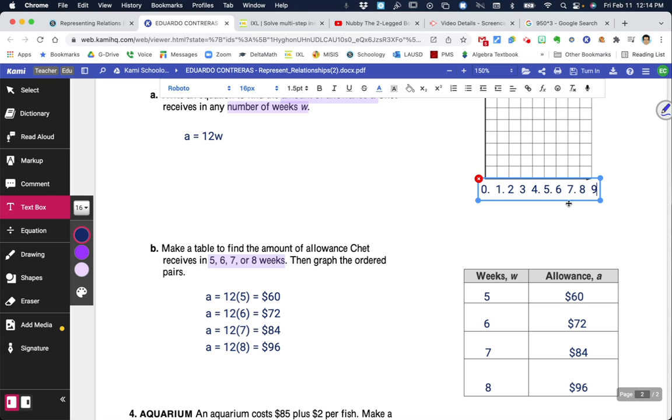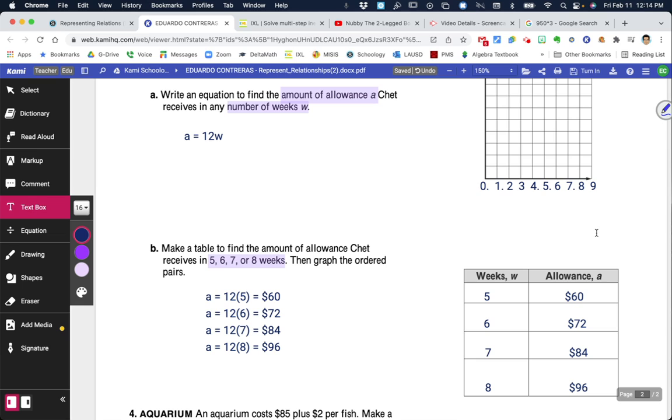You just scoot it on up a little bit. Make sure they line up a little better. Okay. I'll let you do that part. Give you a minute. So we got the numbers.